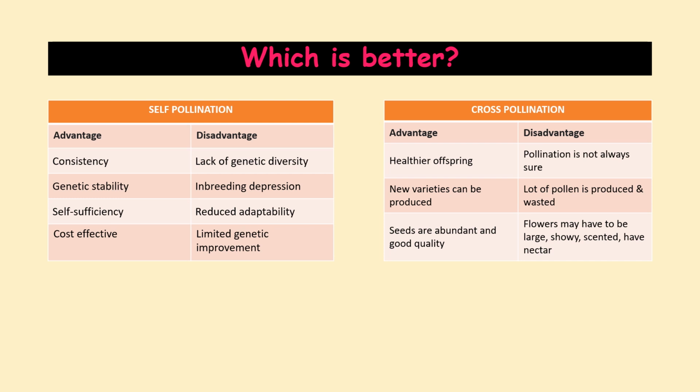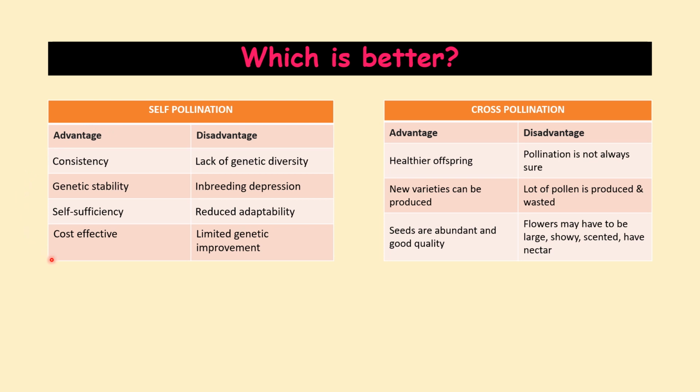Since we saw that there are two different types of pollination, an obvious question can come to mind as to which is better of the two. Now, both self-pollination and cross-pollination have their own advantages and disadvantages. Let's look at self-pollination first.